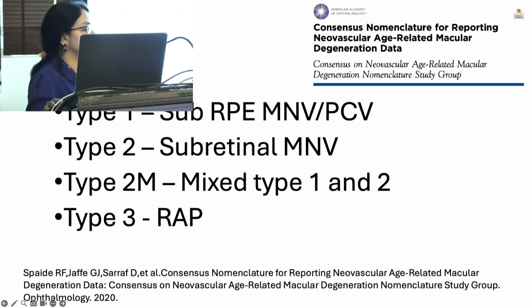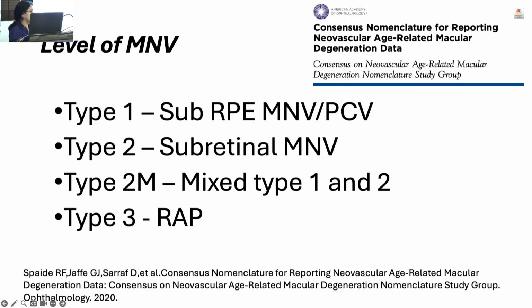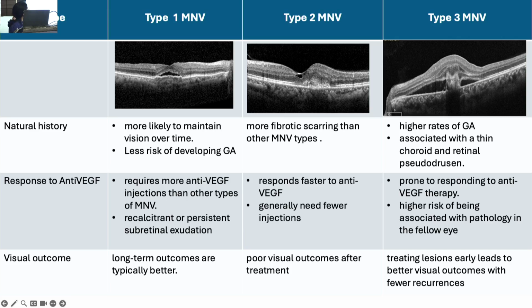Before we go to the OCT biomarkers in neovascular AMD, let us understand the newer nomenclature, where type 1 is the sub-RPE MNV, type 2 is the subretinal, you can have a mixed variety, and type 3, which is the RAP. Type 1 is basically when the membrane is under the RPE, and it's more likely to maintain vision over time. Because these vessels are nourishing the outer retina, there's less risk of developing geographic atrophy. However, it requires more anti-VEGF injections as compared to the other types, and you could have recalcitrant or persistent fluid. The long-term visual outcomes are typically better.